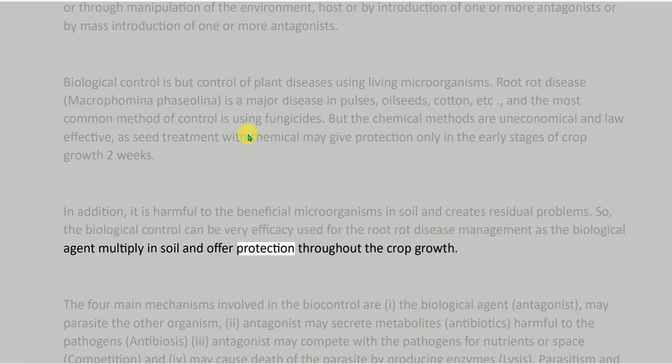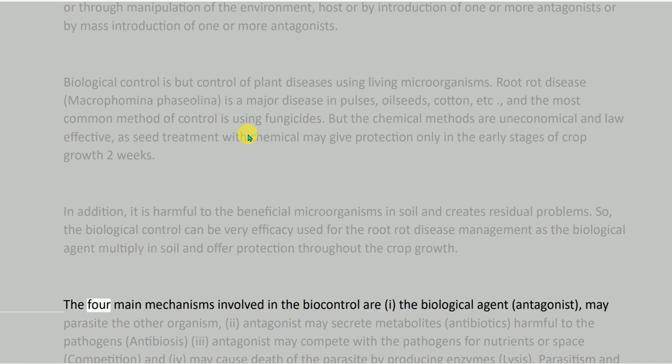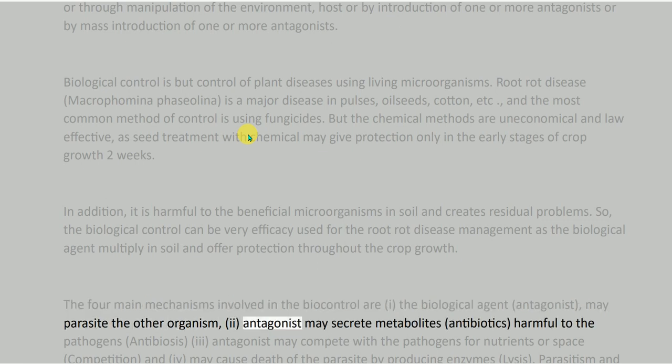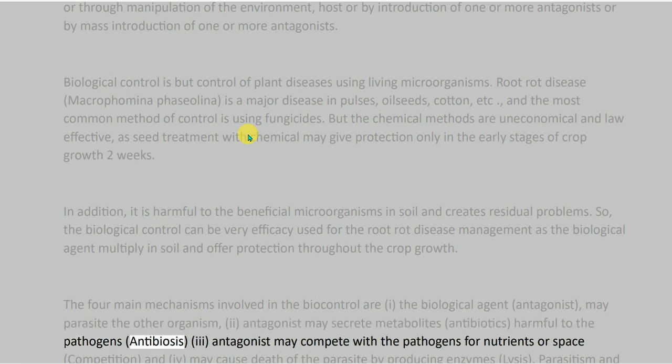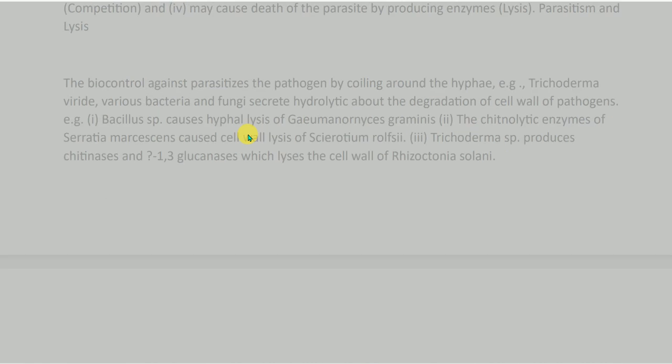The 4 main mechanisms involved in biocontrol are: 1. The biological agent, the antagonist, may parasitize the other organism, parasitism. 2. The antagonist may secrete metabolites, antibiotics, harmful to the pathogens, antibiosis. 3. The antagonist may compete with the pathogens for nutrients or space, competition. And 4. It may cause death of the pathogen by producing enzymes, lysis.